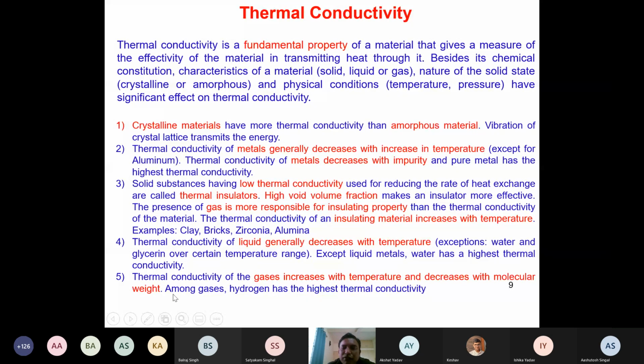The last point is that the thermal conductivity of gases increases with temperature and decreases with molecular weight. Among the gases, hydrogen has the highest thermal conductivity. Based on this concept, you can see why the thermal conductivity of the insulating material changes, because it predominantly has gases. And since the thermal conductivity of gases increases with temperature, sorry, I think the thermal conductivity of the insulating material decreases with temperature. Let me check.